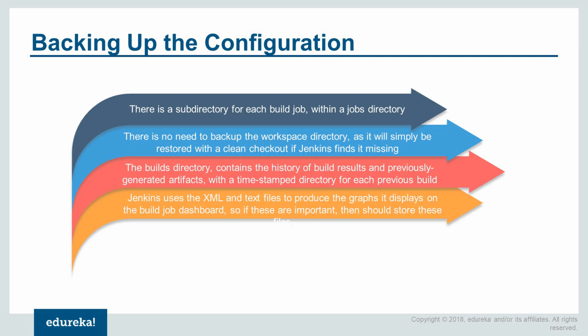There is no need to back up the workspace directory because it will simply be restored with a clean checkout if Jenkins finds it missing. As we know already, within the /var/lib/jenkins folder, you have a directory called workspace, which is basically used for cloning the data or any kind of temp folder which you want to use. That is the folder from where the execution will take place. That is not exactly required to be copied because it's more like the temp folder specifically for Jenkins. If Jenkins sees that the workspace is not there, it will simply go ahead and create a new one and your build will start from scratch.